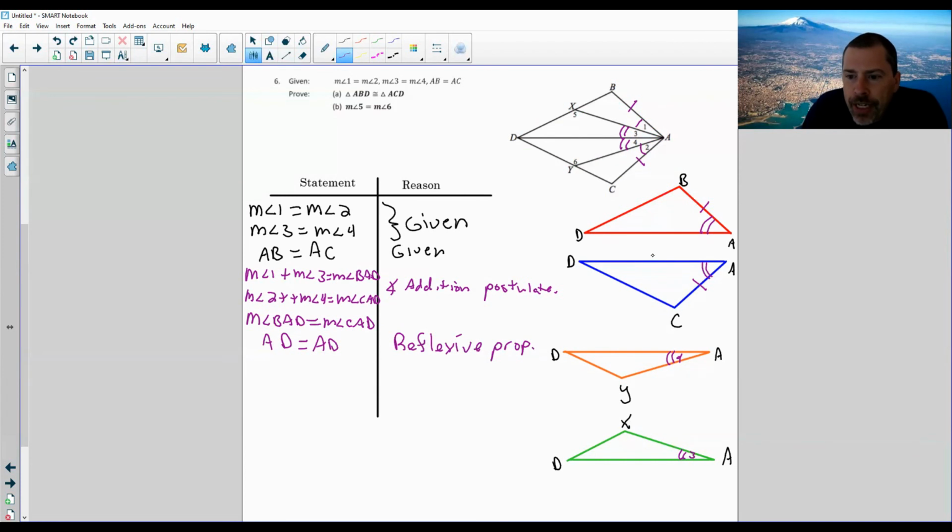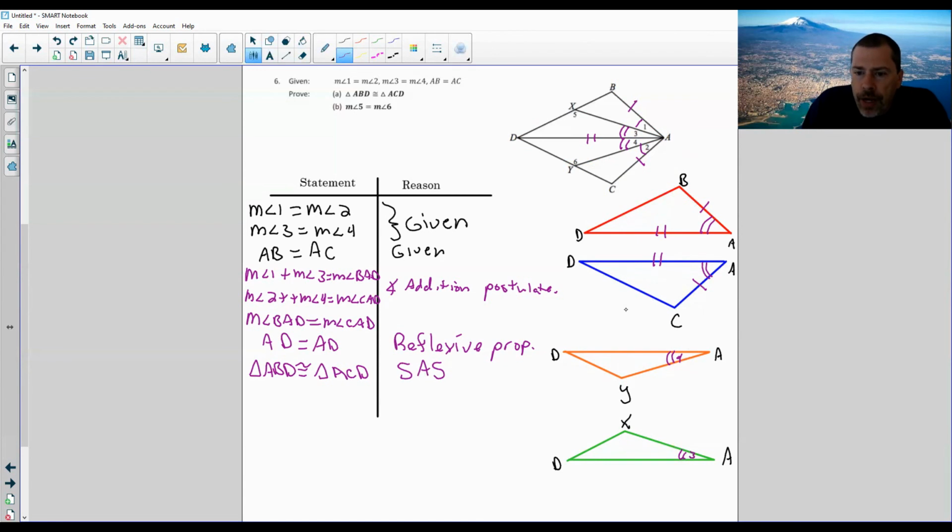So AD equals AD, reflexive. AD equals AD because it was right here. All right, so now I can say what we're trying to prove: triangle ABD is congruent to triangle ACD by side, angle, side.